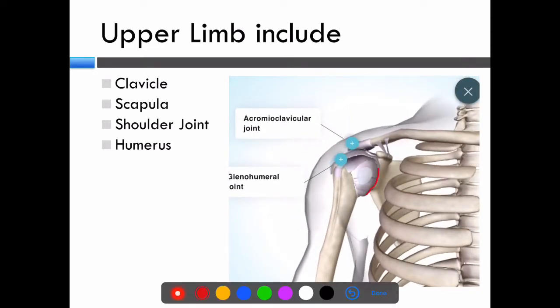There is the glenohumeral joint, there is the scapulothoracic joint, and there is the acromioclavicular joint. You can see some ligaments running from the humerus to the glenoid, some ligaments running from the coracoid process to the clavicle, which are called coracoclavicular ligaments, and a ligament called the acromioclavicular ligament running from the acromion to the clavicle.